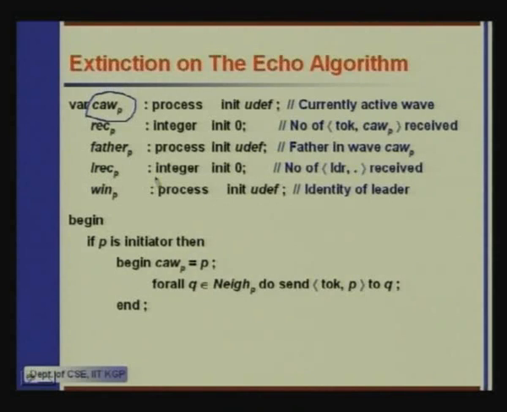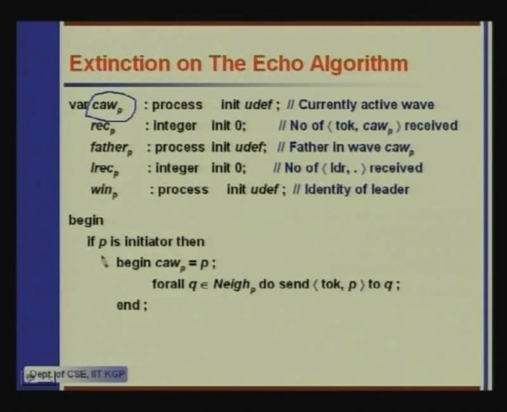And LREC P is the number of LDR messages received. LDR is the leader messages which will be sent out after the winner has decided that it is the winner and it is sending out messages to everyone. These are leader messages. And WIN P is the identity of the leader. Okay. And at the end, all processes must agree on WIN P. So, WIN P equal to WIN Q equal to WIN J equal to WIN I has to happen. Okay. They all must agree on the same leader.